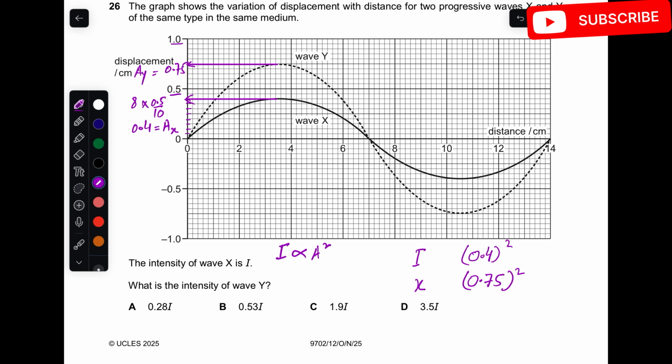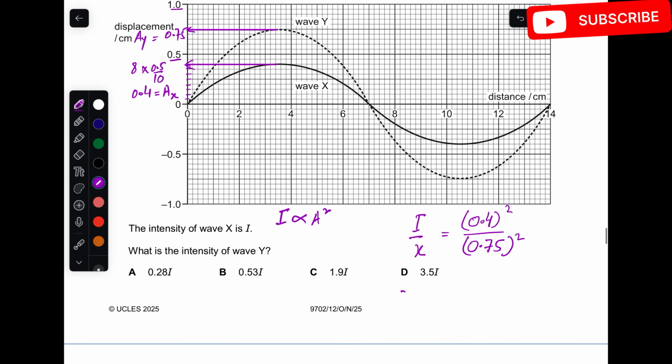Okay, so you can take the ratios to find x. You have to cross multiply, so x is equal to I into 0.75 square divided by 0.4 square. That thing will give you 3.5 I. Okay, so option D is correct.